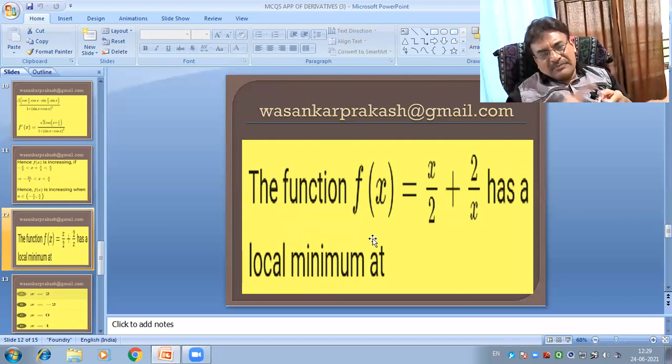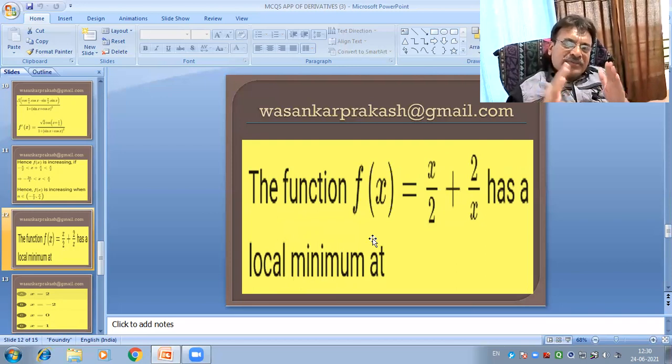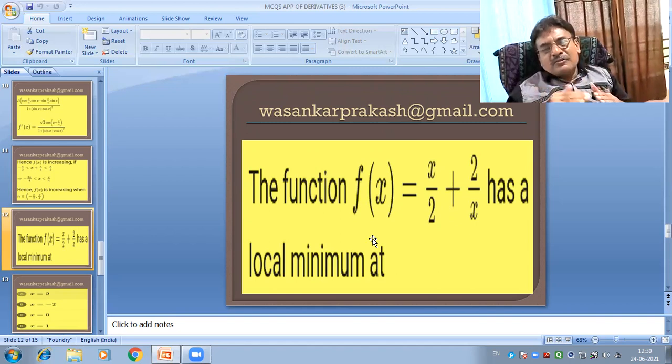And in the third step, we find the second order derivative from the first order derivative. Then we put the value of x in the second order derivative. If we get a negative value, then the function has local maxima. If we get a positive value, then the given function has local minima. So we use this concept here and solve this multiple choice question.